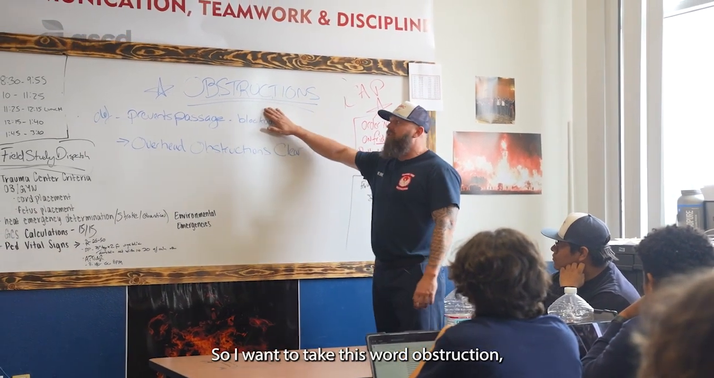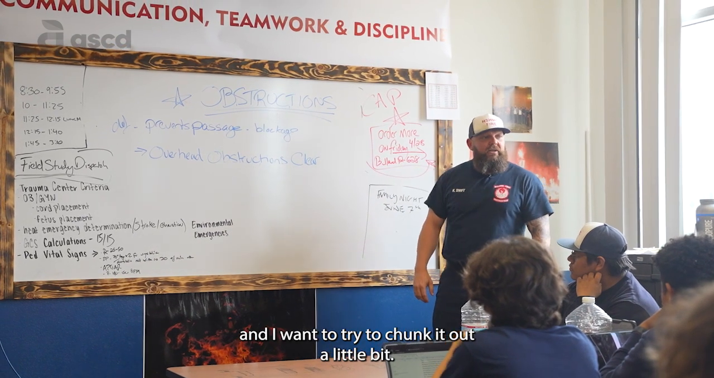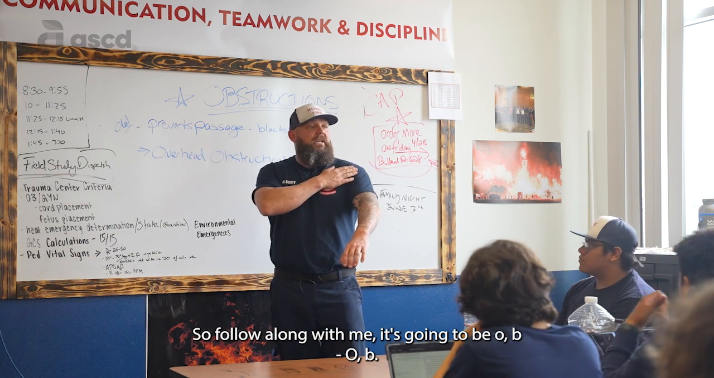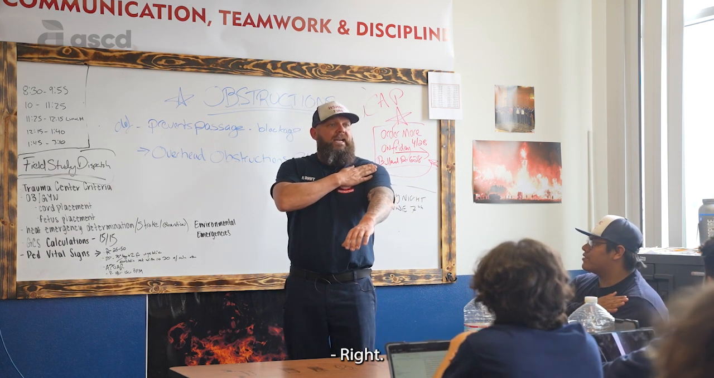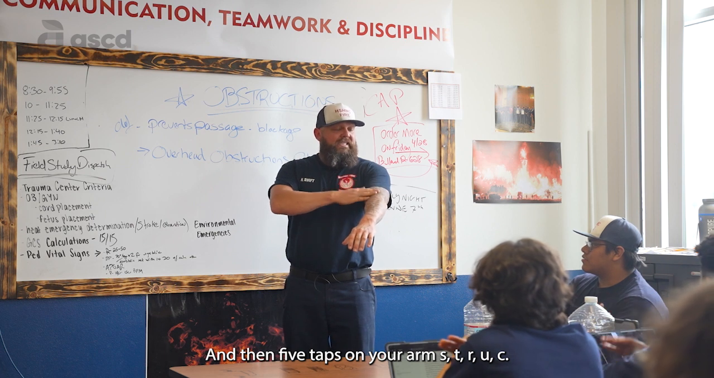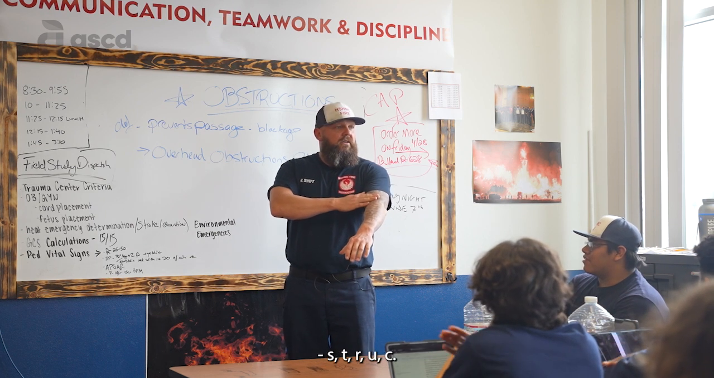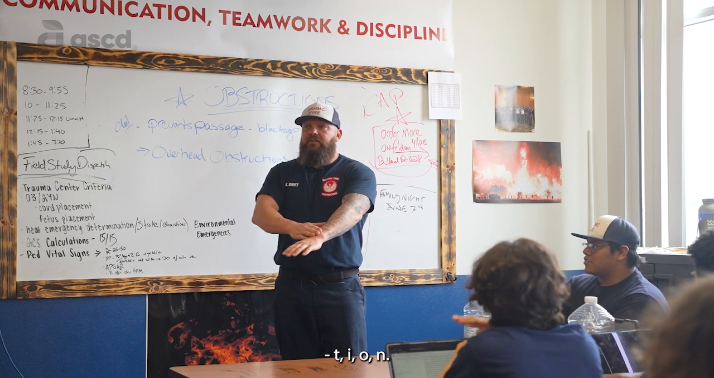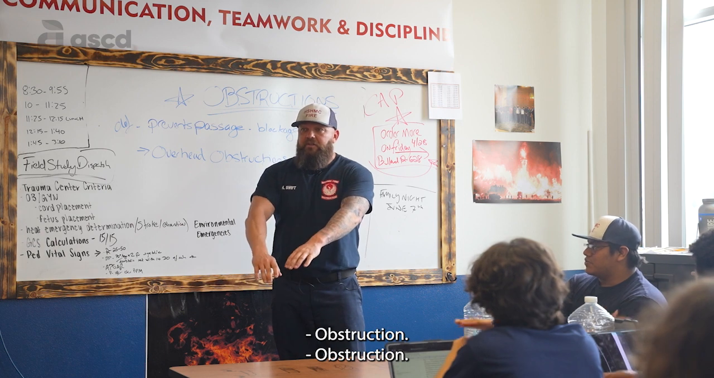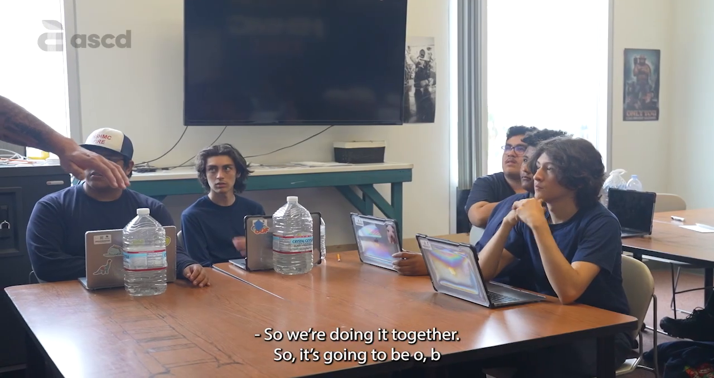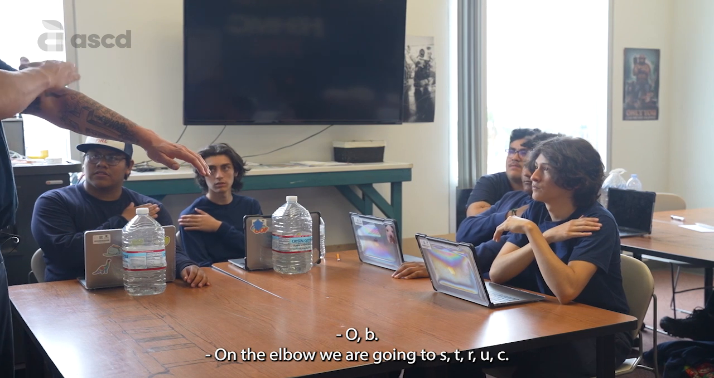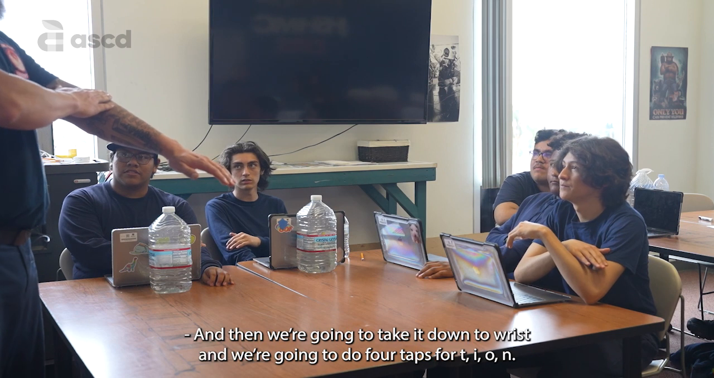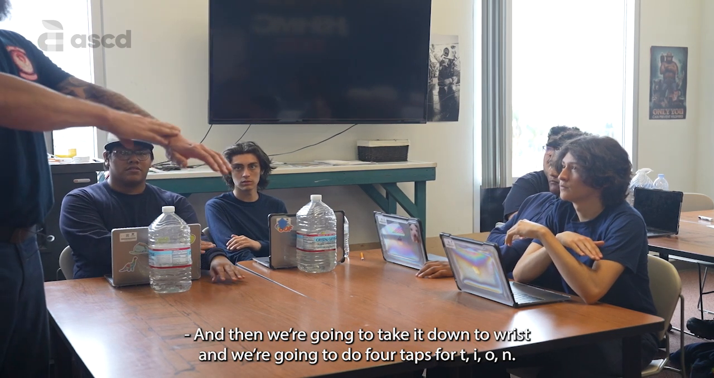So I want to take this word obstruction and I want to try to chunk it out a little bit. What we're going to do is 2 taps on our shoulder, so follow along with me. It's going to be OB, right? And then 5 taps on your arm, STRUC. And then on your wrist, 4 taps for TION. Obstruction. So we're going to do it together. OB. On the elbow, we're going to do STRUC, so it's 5 taps. And then we're going to take it down to the wrist and do 4 taps for TION.